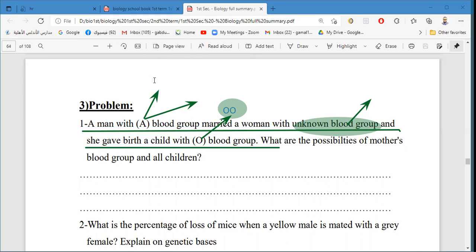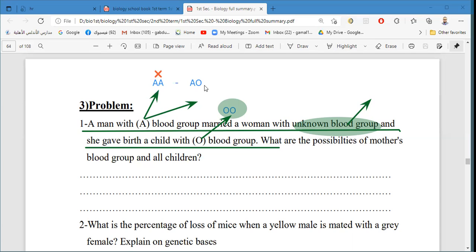Here we have AA or AO. Okay, the two genotypes of the blood group A. It may be pure AA and it may be hybrid AO. This is the father's blood group. This one is not a possibility at all because the child has double O genes.